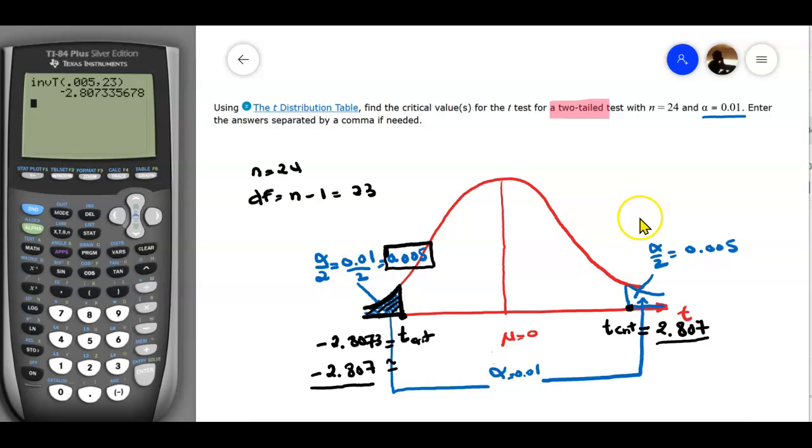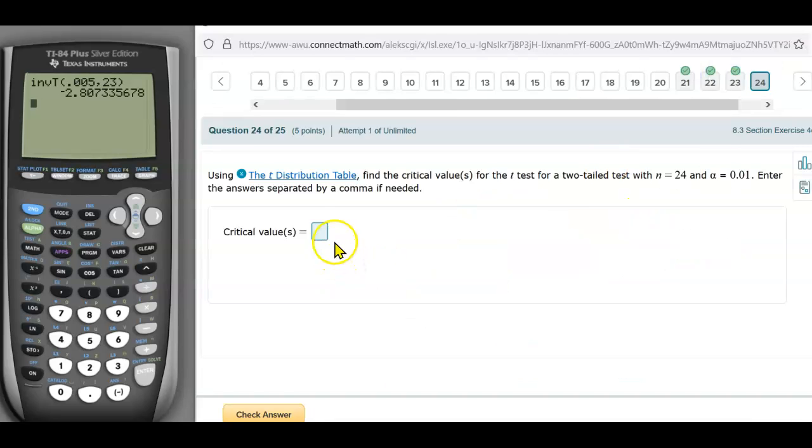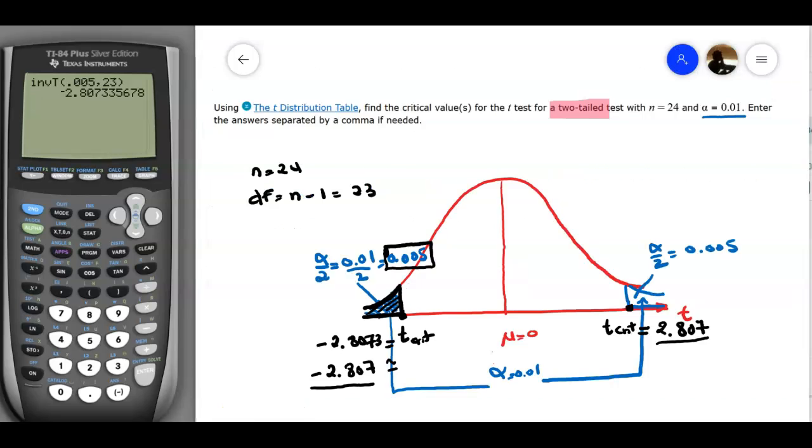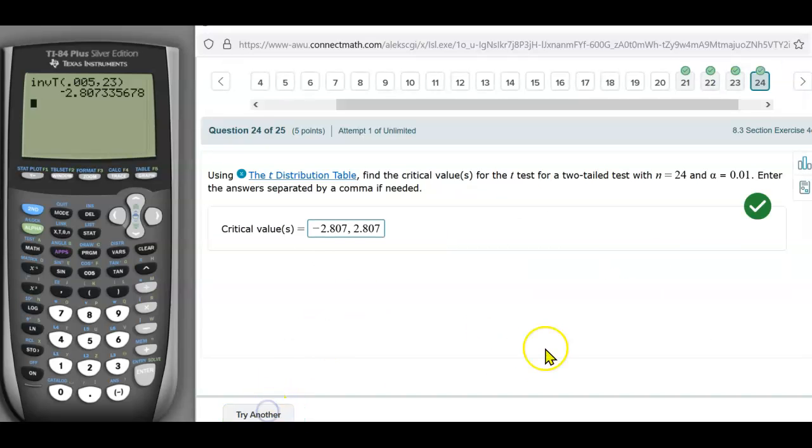So let's go and plug them in. So here you're going to have two of them. One is minus 2.807, and the other one is 2.807. Double check, okay, and check it. All right, that's correct.